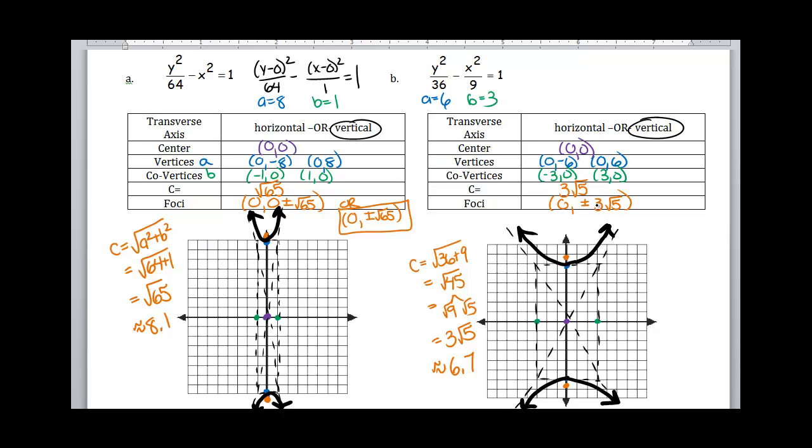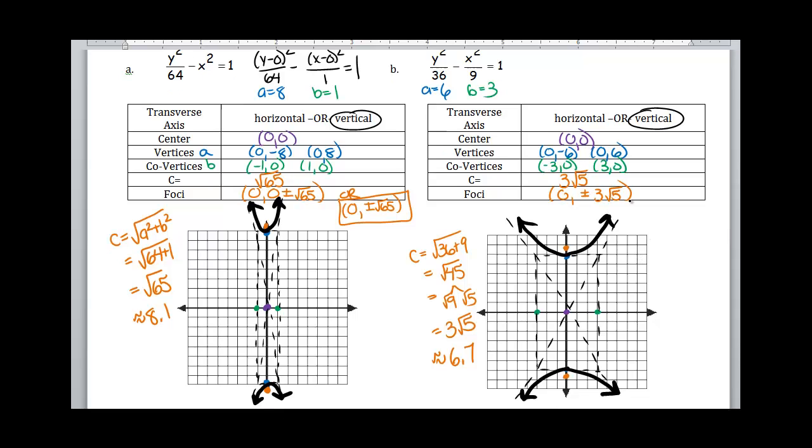Since I'm vertical, I wanted to add and subtract that value to the y value of my center. But since 0 plus or minus 3 root 5 is the same thing as plus or minus 3 root 5, I just wrote that. Now to graph the foci, I had to figure out the decimal approximation with my calculator, which was about 6.7. And again, because I'm vertical, I went up and down 6.7 units from the center. Again, notice the foci are inside the curve, and for a hyperbola, they are going to be further away from the center than our vertices.